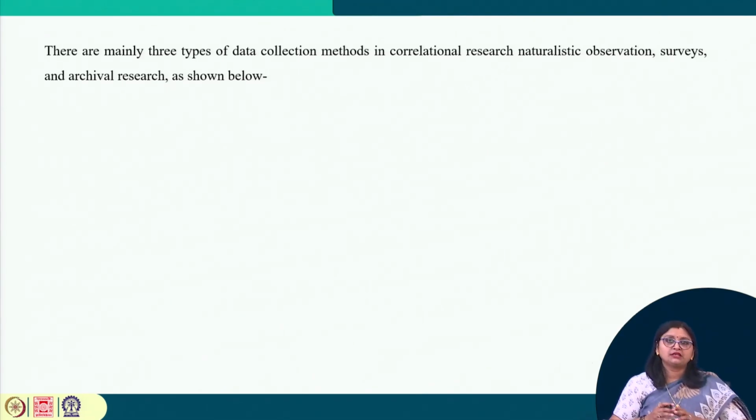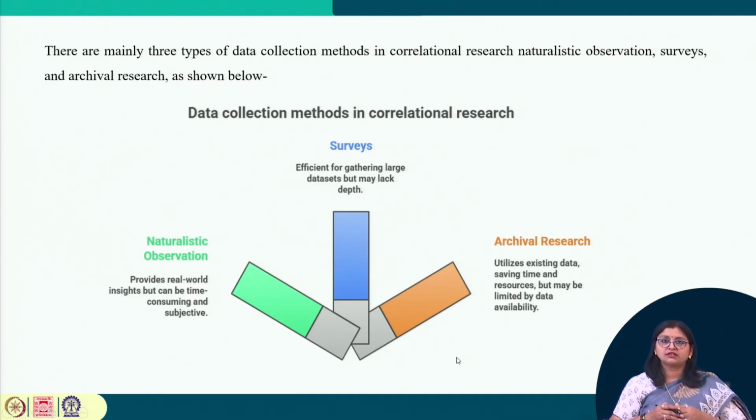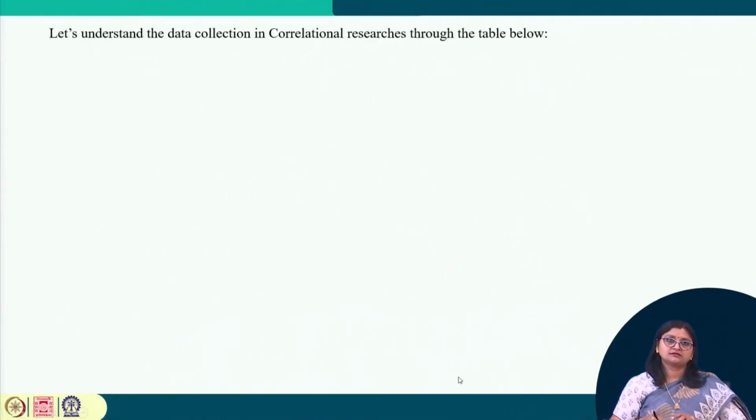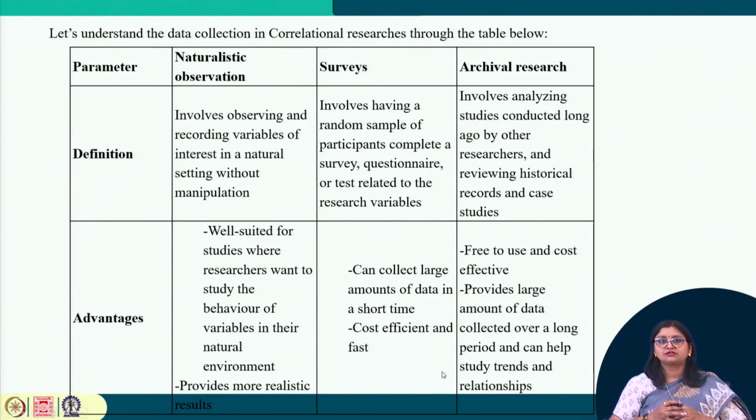So, there are mainly three types of data collection methods in correlational research: naturalistic observation, survey and archival research. These are the types on the basis of data collection method in correlational research. Let us understand the data collection in correlational research through the table.